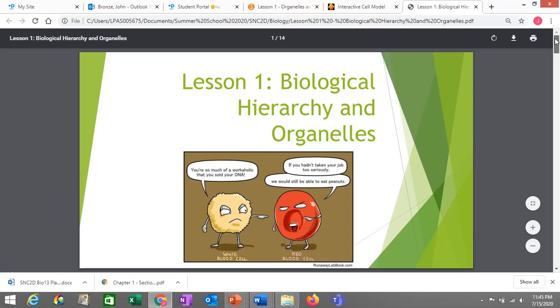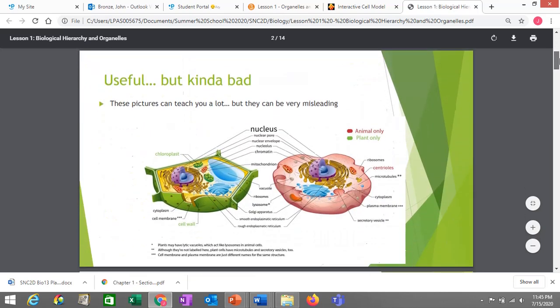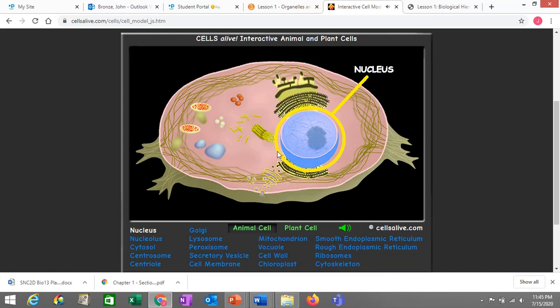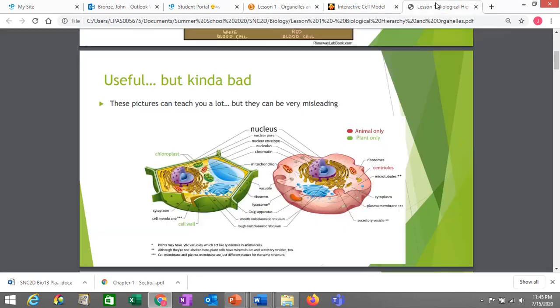We're going to begin. Okay, so where I'm going to start here is I want to talk about these pictures because these pictures are typically used to talk about the parts of cells and what they do. And they're useful, but they're kind of bad because there are misconceptions that can come about from these pictures. And I know it's kind of silly because that's pretty similar to the pictures I've given you on this website. But as I said, they are useful. But there is something kind of bad about them, and I want to address that right now.